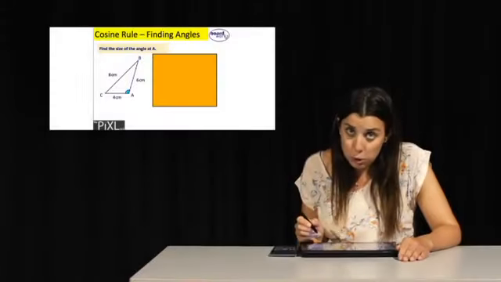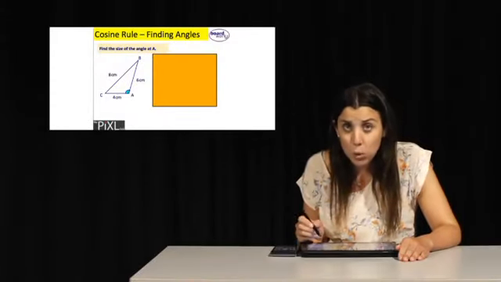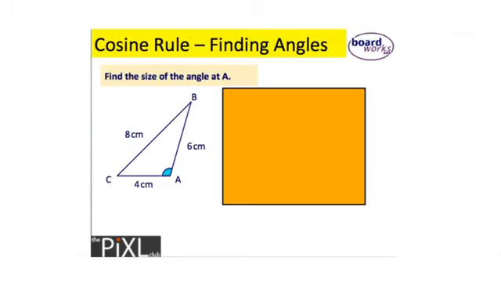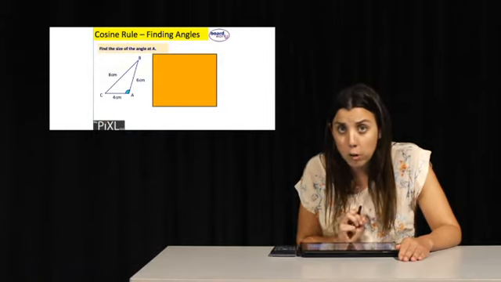So lastly, now it's your turn to have a go at finding an angle using the cosine rule. You're given a triangle. It has 3 sides of 8, 6 and 4, and you need to find the angle missing, which on this particular example is A. You have 3 minutes, off you go.